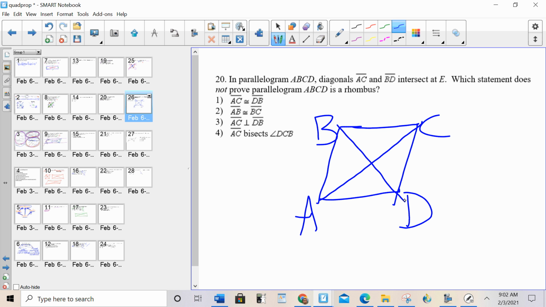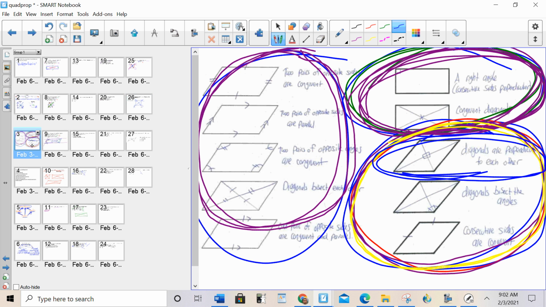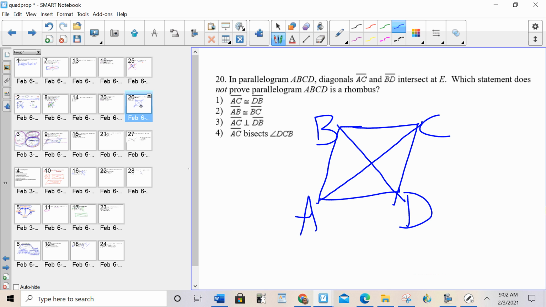Well, to prove it's a rhombus, it needs to be one of these three. Because it says which one does not prove it, it's going to be whichever one is not one of those three. So diagonals perpendicular proves it. Diagonals bisect the angles proves it. Consecutive sides congruent proves it. AC is congruent to DB. AC, DB, those are diagonals. Are the diagonals congruent? Is that a way to prove a rhombus?